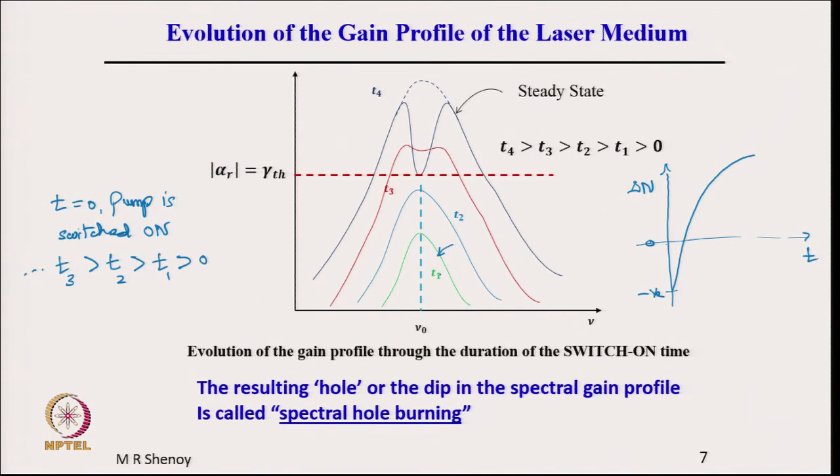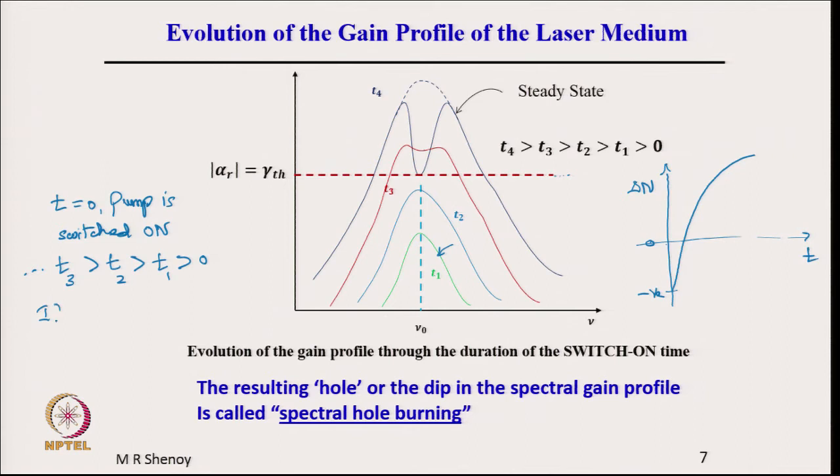That is what is shown here. As time increases, the gain profile continuously evolves and at a certain time T3, it has crossed the loss line. When it has crossed the loss line, as I discussed in the previous slide, the gain is pulled down because the intensity is building up, there is net amplification.